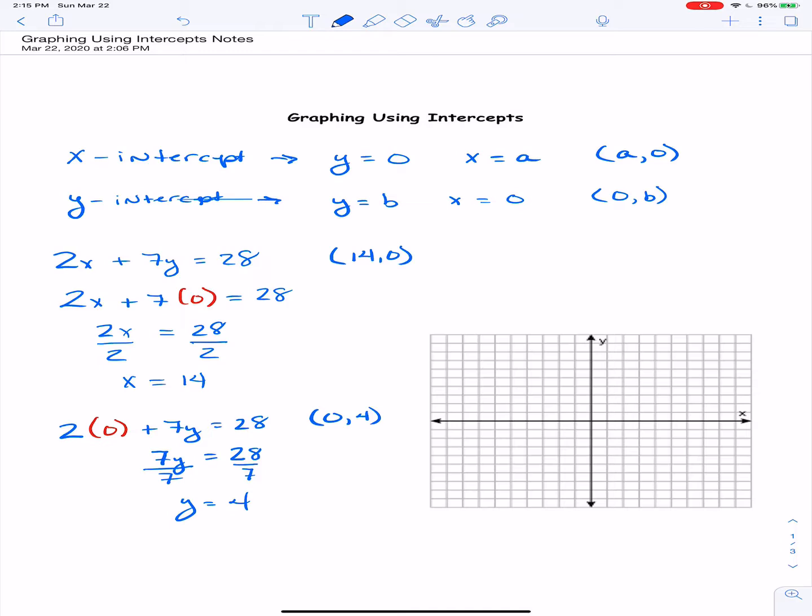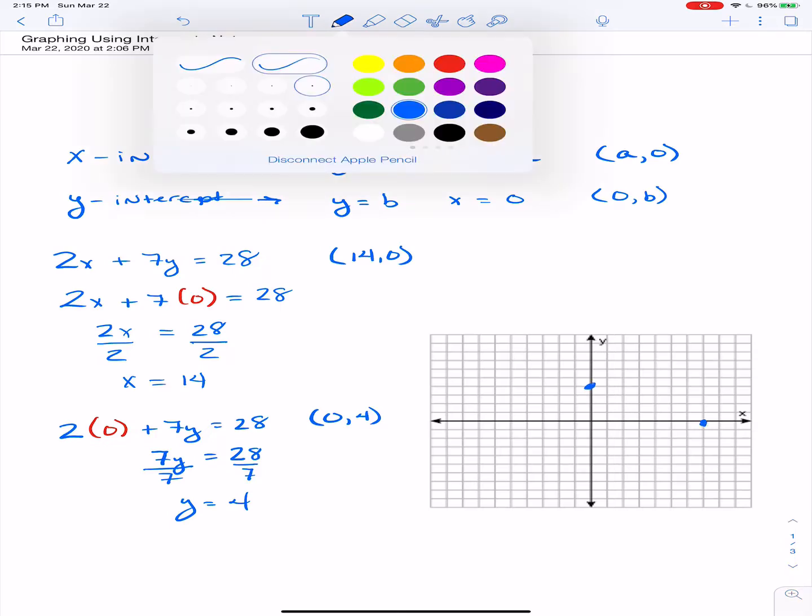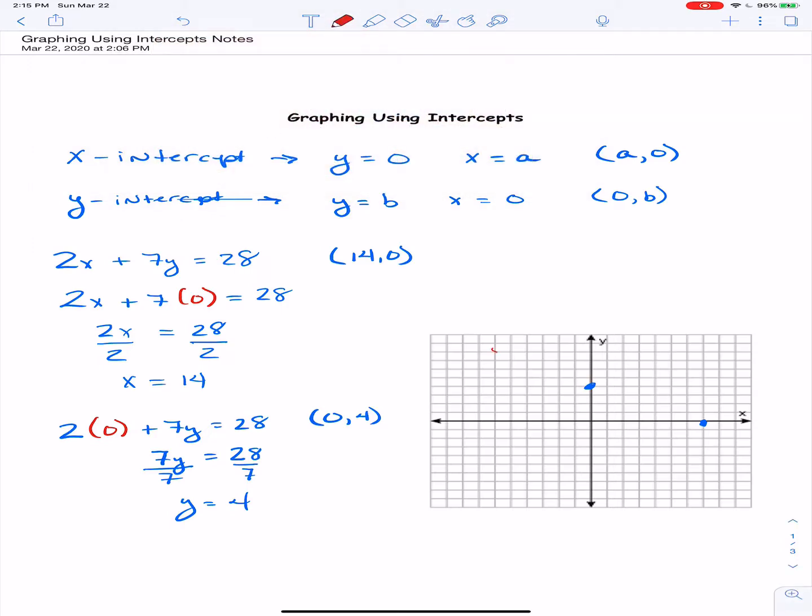And now we can graph these 2 points, and we're able to graph our line. For example, let's look at 0, 4. So here we go, 1, 2, 3, 4. And then on my x-axis, I'm going to go by 2s. 2, 4, 6, 8, 10, 12, 14. And so there are my 2 intercepts. And now all I have to do is draw a line that connects the 2 points. And so there is that graph.